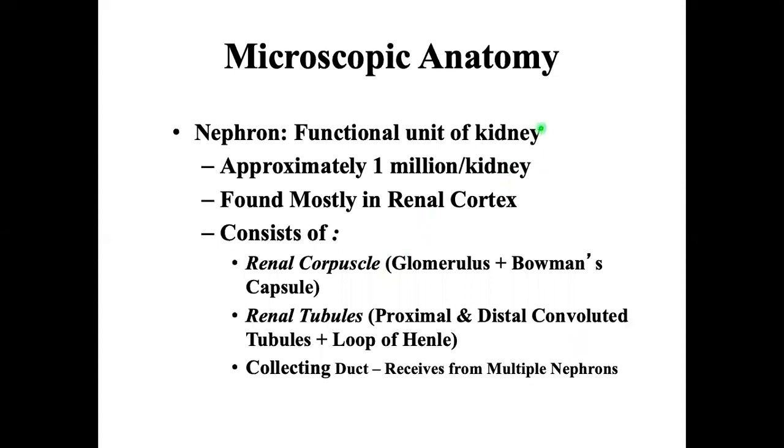Nephron, functionally into the kidney. There's approximately 1 million nephrons per kidney. They're found mostly in the renal cortex. The lingo that we're looking for is the renal corpuscle, which is the glomerulus plus the Bowman's capsule. And then we have tubules from that. So we have a proximal convoluted tubule, a distal convoluted tubule, and then a loop of Henle. And then we have a collecting duct, and the collecting duct drains many nephrons.